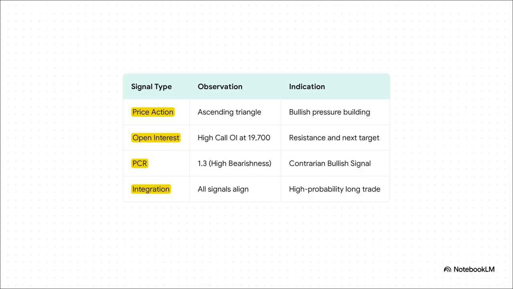And here's a perfect example from the Nifty index. The price chart was showing bullish pressure building up. Open interest data showed a massive wall of sellers right at 19,700. But the PCR was at 1.3, a really strong contrarian bullish signal. So what did all that mean? It meant that if the buyers could just push through that 19,700 wall, there was a very clear, high probability path to the next level.